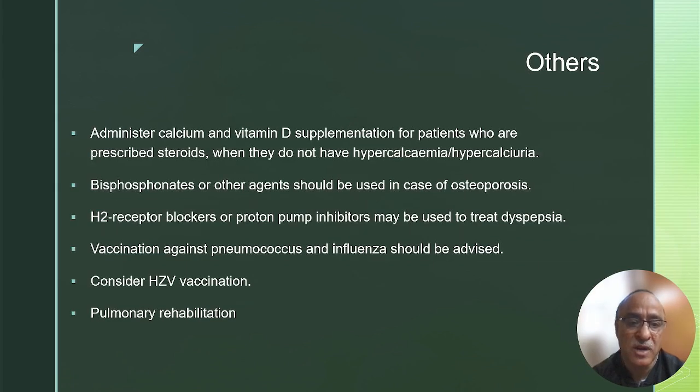Other measures also have got to be introduced, like pulmonary rehabilitation, and taking care of osteoporosis that ensues because of the steroid use. We might use H2 blockers or proton pump inhibitors to treat dyspepsia. Vaccination is routine now for pneumococcal and influenza, and currently there is a lot of emphasis on herpes zoster vaccination as well.